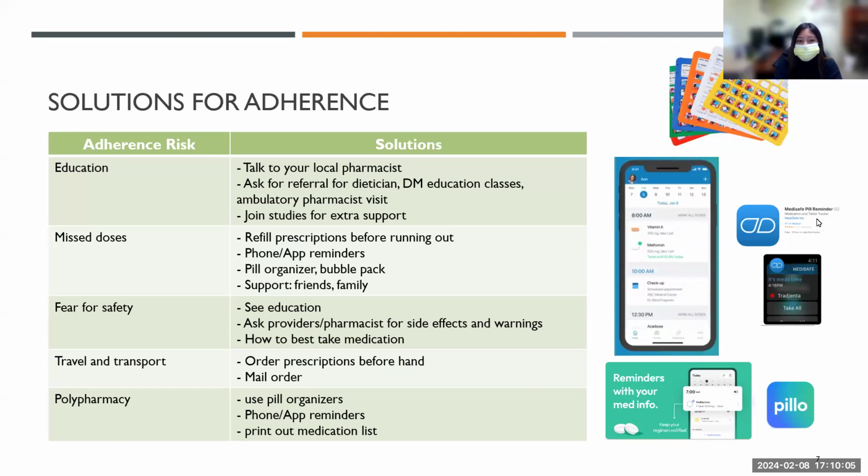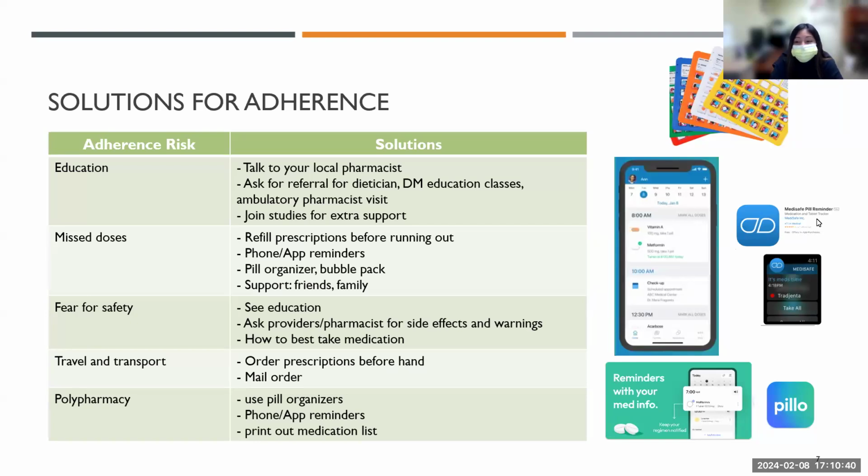Another thing you can do is ask for a referral from your provider for a diabetes education class if interested. At Stanford, we offer diabetes education classes. You can also ask for a referral for a dietitian if you want, or a pharmacist. The pharmacists here have been working for many years with people with diabetes. And another solution would be to possibly join a study for extra support, if you're a person that wants extra support and extra one-on-one attention. I will talk about one later on.